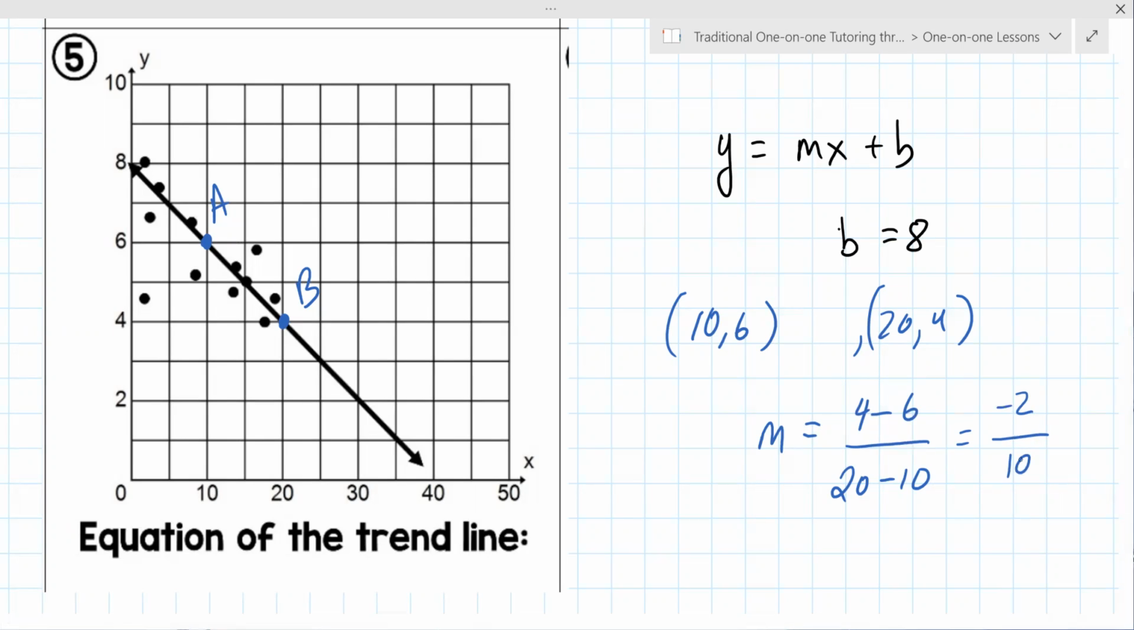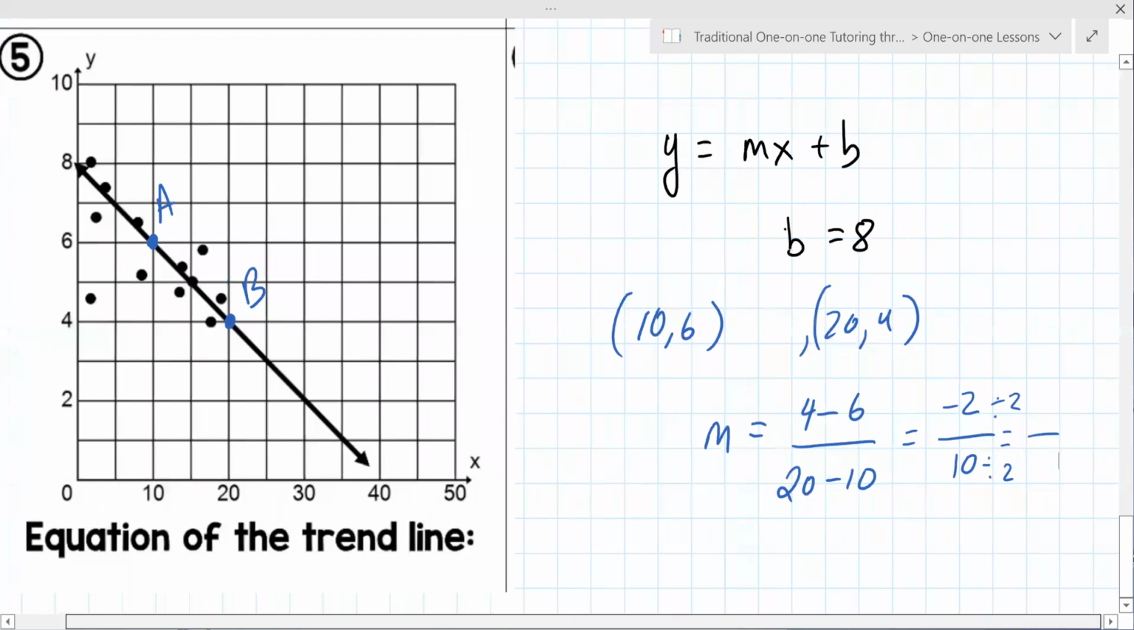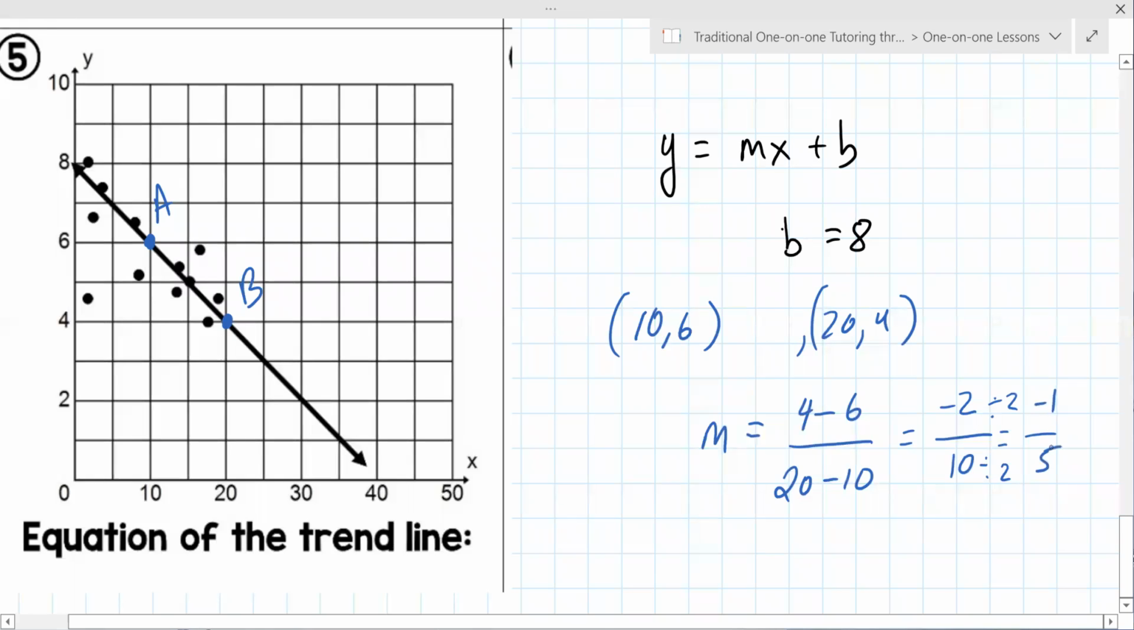Yes, simplify. Negative 2 over 10. They're both divisible by 2. So negative 2 over 5. You have to divide them both by 2: 2 divided by 2 and then 10 divided by 2. Negative 1 over 5. Yes, good, good.